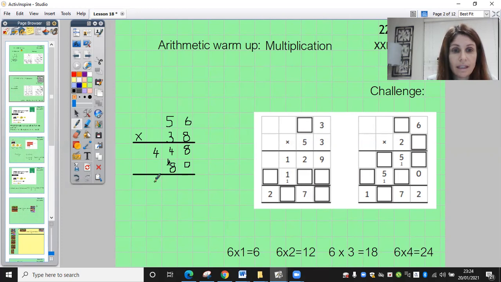3 times 5 is 15, not forgetting that 1 makes it 16. And then I'm going to add them up. 8 plus 0 is 8. 8 plus 4 is 12, so the 1 goes over here, and the 2 here. 4 plus 6 makes 10, plus the 1 is 11. So I've got 1 over here and 1 in here. And then I've got nothing to add to the 1. So that would be 1, but I've got another 1 underneath here, which makes it 2,128. So hopefully that was the answer you got.